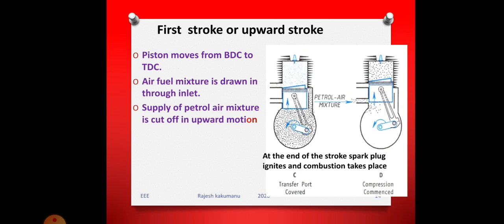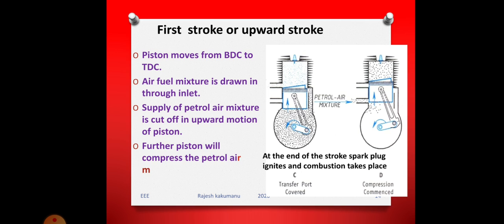The supply of petrol air fuel mixture is cut off in the upward motion of the piston. Whenever the piston is moving upwards, what happens? The supply of air fuel mixture is automatically cut off. Why? Because the movement of the piston takes place. Piston movement happens, so at that point the supply is cut off.